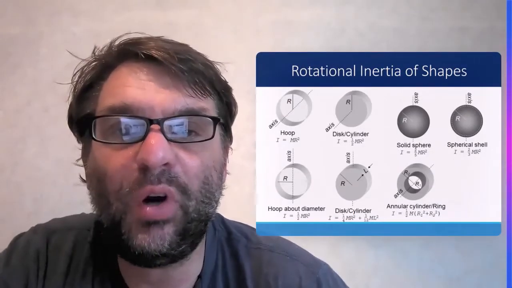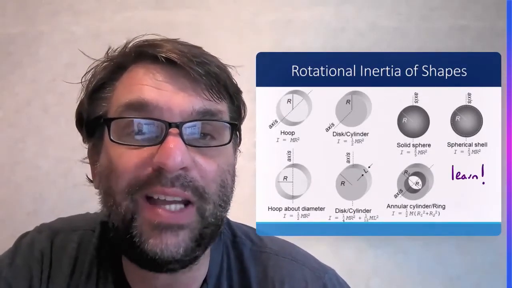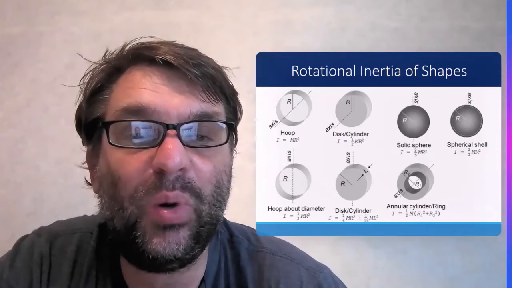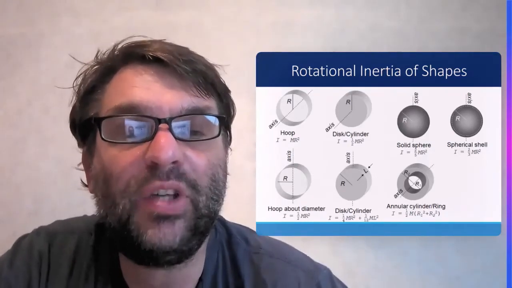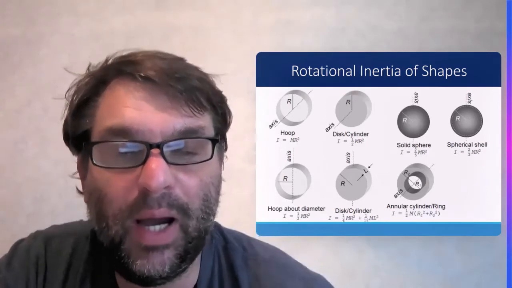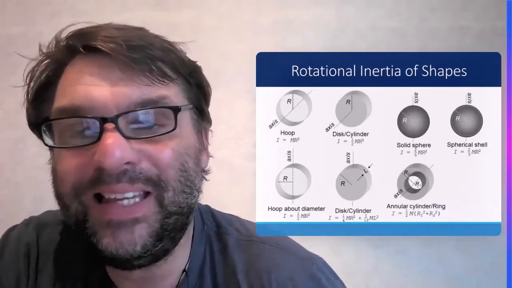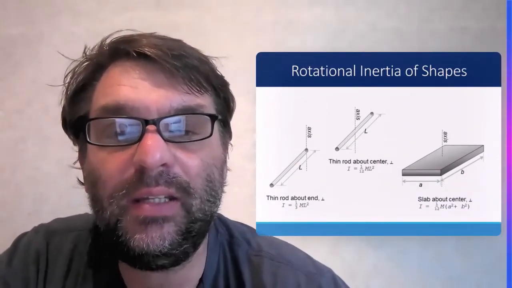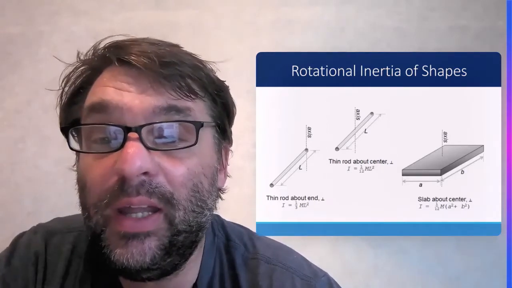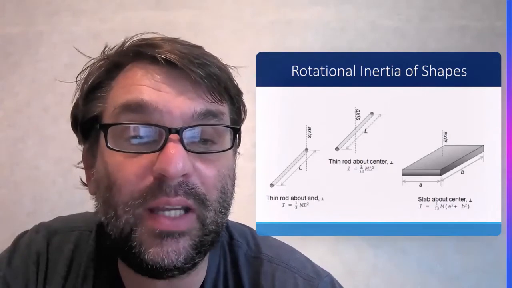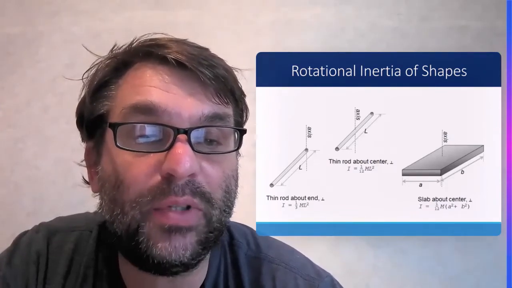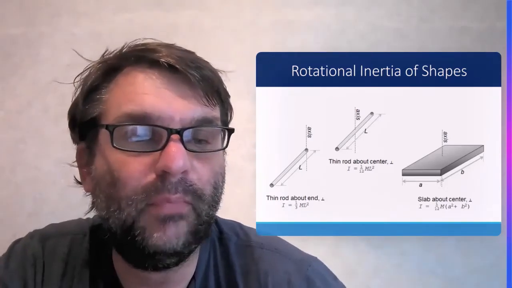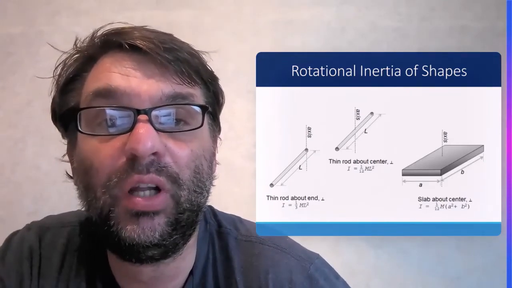So in terms of rotational inertia, every shape has its own rotational inertia, which you can see here. So for example, a hoop has a rotational inertia of m r squared, whereas something like a spherical shell has a rotational inertia of 2/3 m r squared. Okay, so you have to know all of these. And also you've got the idea that a thin rod around its end has a rotational inertia of 1/3 the mass times its length squared, or a slab around its centre is 1/12 the mass times the width squared plus the length squared. Okay, and again, you have to be aware of all these different rotational inertias for all shapes.